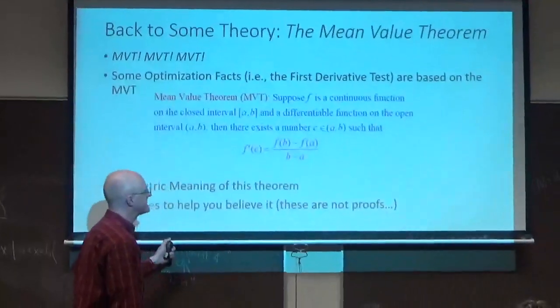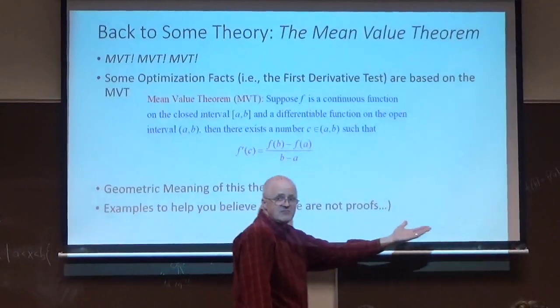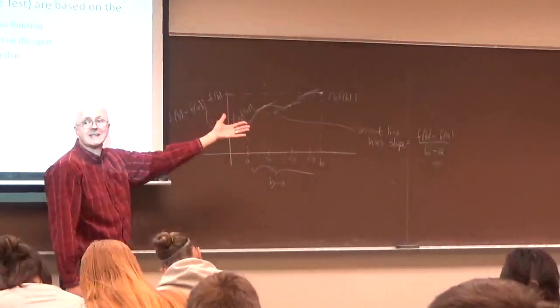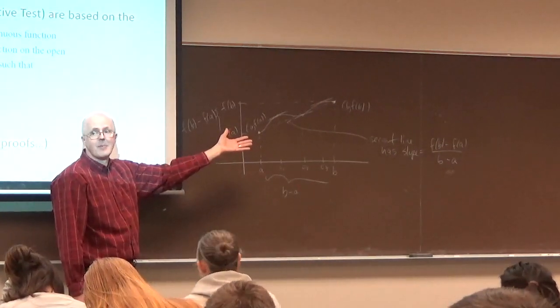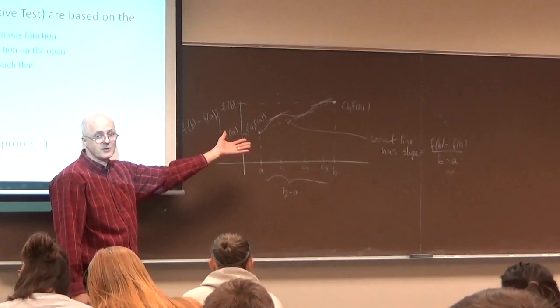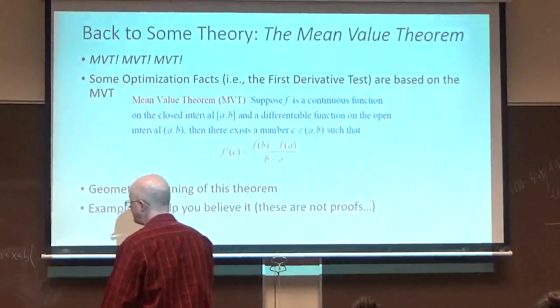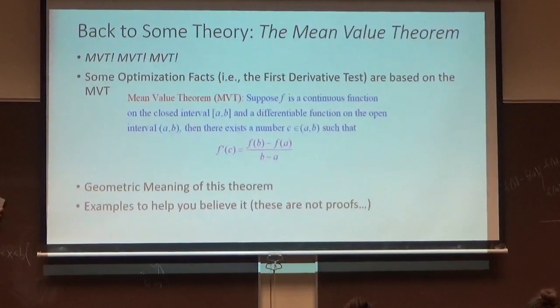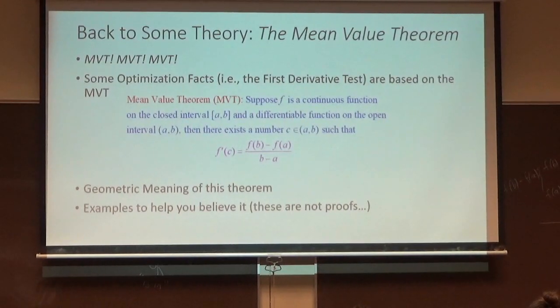Do we believe this theorem is true? Pictures can help you believe it. I can visually see there's 3 tangent lines that have the same slope as that secant. So pictures can help you believe it, but those are not proofs. Examples can help you believe it, though examples are not proofs either. Let's do an example. The point of the example is just to illustrate the truth of the theorem, not to prove it's true, but to help you believe it.